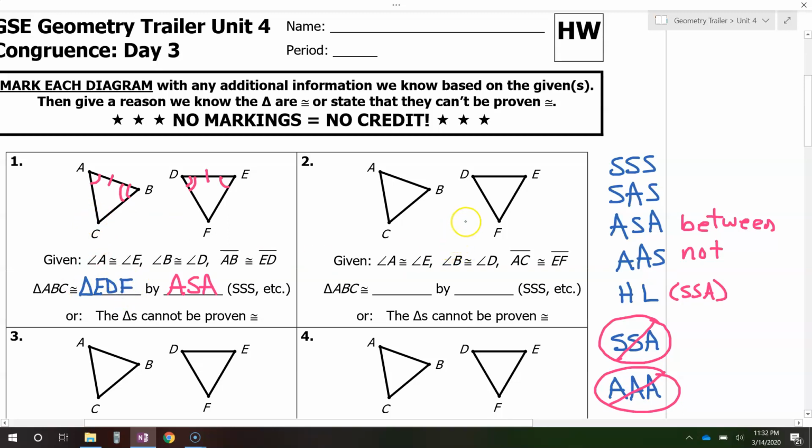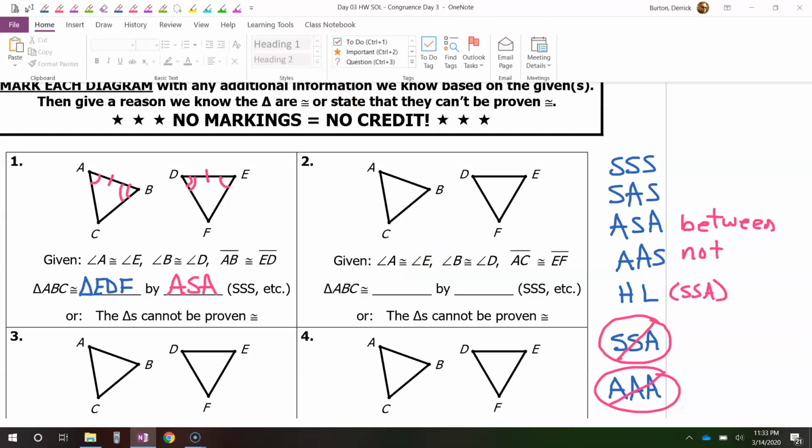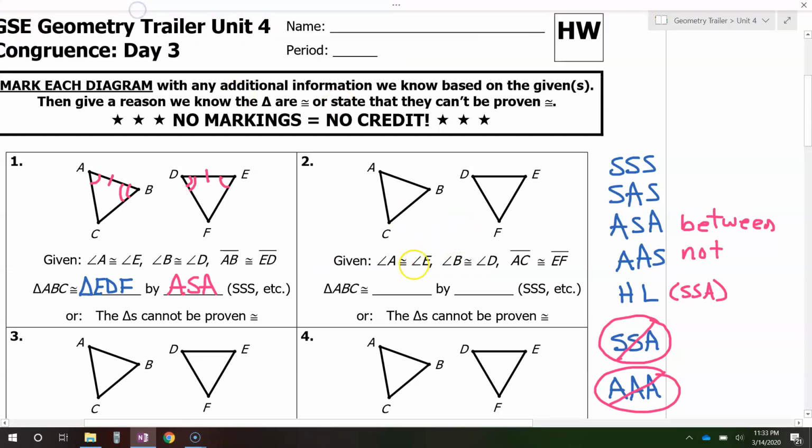All right, problem number 2. Angle A is congruent to angle E. Swoop, swoop. Angle B is congruent to angle D. Double swoop, double swoop. And side AC, which is here, is congruent to side EF, which is here.